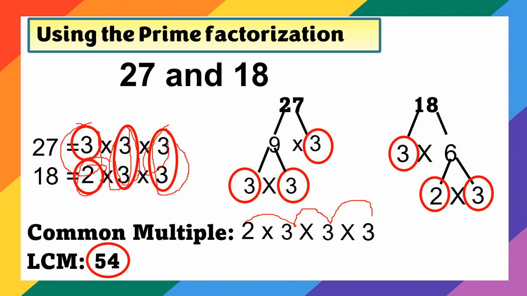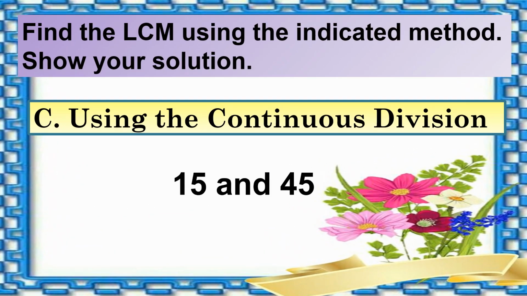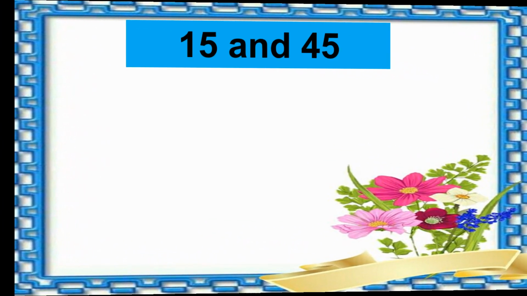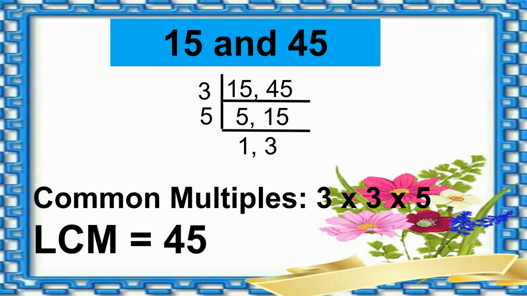Okay, let's proceed to the last number. 15 and 45 using the continuous division. Okay, 15 and 45. You're going to think of a number that can divide or be used as a divisor for 15 and 45, and that is 3. So 15 divided by 3 is equal to 5. 45 divided by 3 is 15. Then for 5 and 15, you can use 5 as divisor. Therefore, 5 divided by 5 is 1, and 15 divided by 5 is equal to 3.